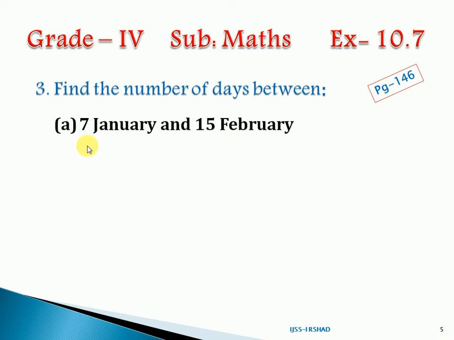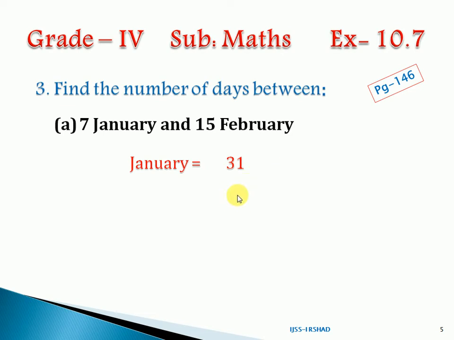If they ask to calculate the number of days from the given date till the last date, then we will add both. But here it is find the number of days between. So we will take the days after 7 January and here before 15 February. So how will we do it? First we will write the month name January, and January in total has how many days? Use your knuckles, 31 days. So you will write 31.